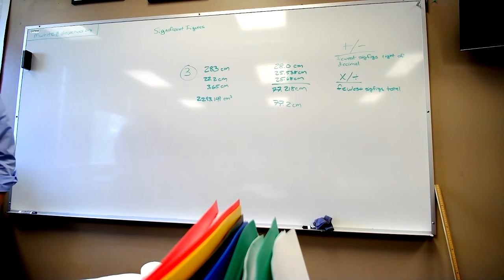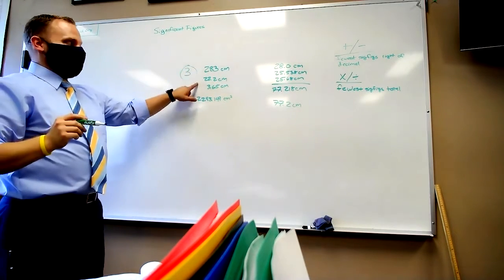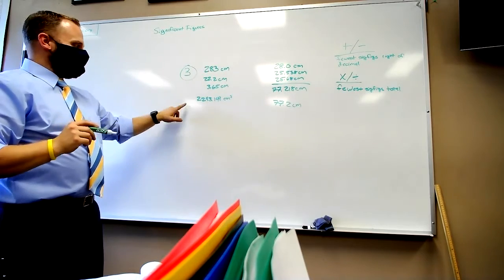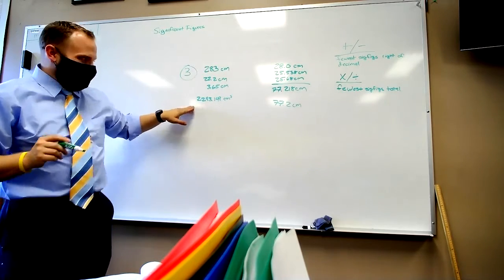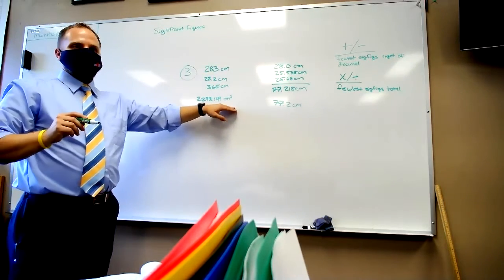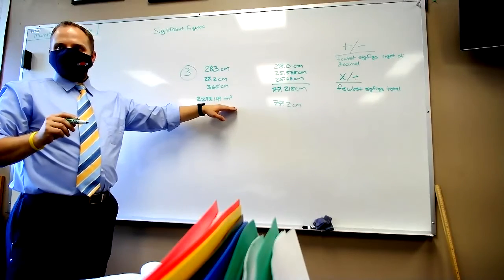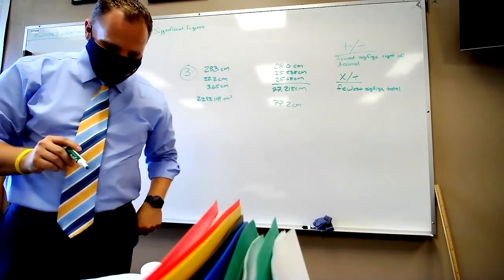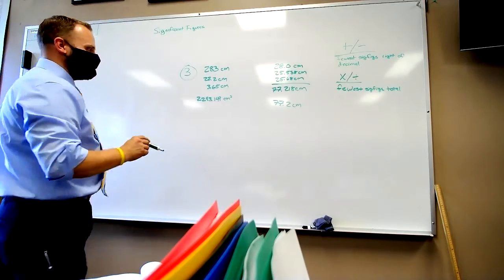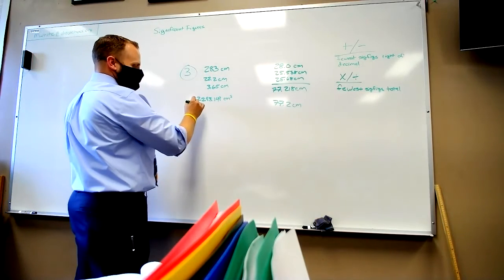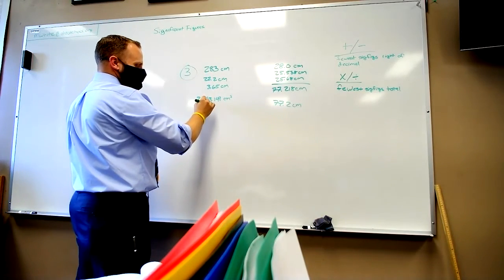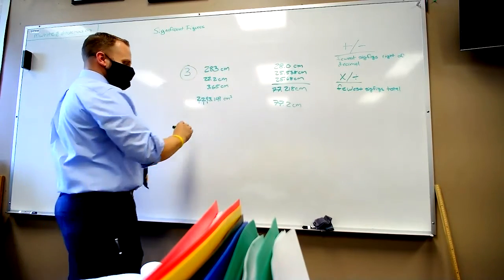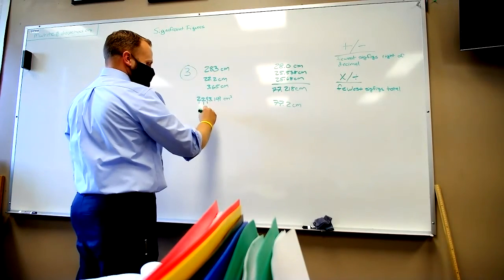Why? Because all of our measurements only have 3 significant figures. So to say that this is that precise of a measurement is not true. Okay? We only know 3 significant figures. So we actually have to round this off after 3. So we have 1, 2, 3. Everything else has to be rounded off. So our final answer is 2,290.